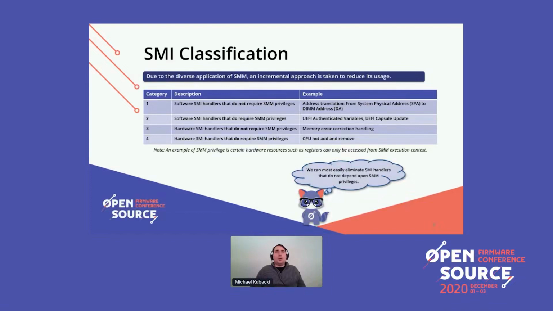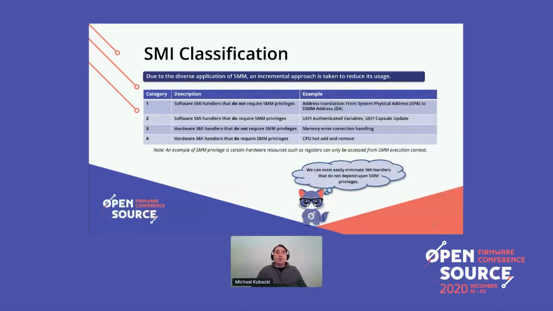In category 1 are SMI handlers that do not require SMM privileges. An example here is address translation. If you're translating from a system physical address to a DIMM address, that's something that can be done without the privilege of SMM. You don't necessarily need the SMM hardware privilege to be able to do that. That falls under very silicon specific, platform specific code where you have knowledge of the memory controller and the memory on the system, but it doesn't need the hardware capabilities of SMM.